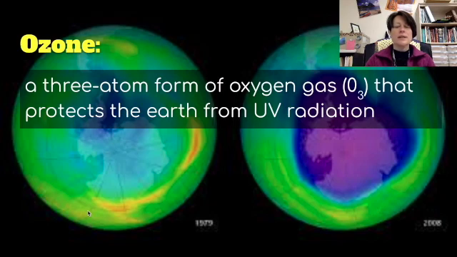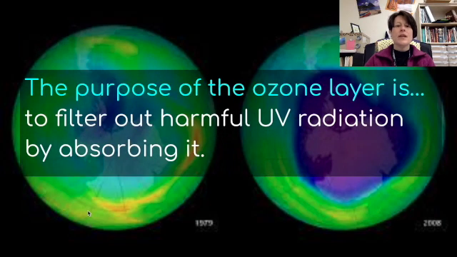The bonds that form ozone are easily broken, and so that helps it to absorb more energy. But because it's easily broken, we're going to talk about this a little bit later, it also makes it highly reactive with certain substances. So that is a concern of some scientists. The purpose of the ozone layer is to filter out harmful UV radiation by absorbing it.